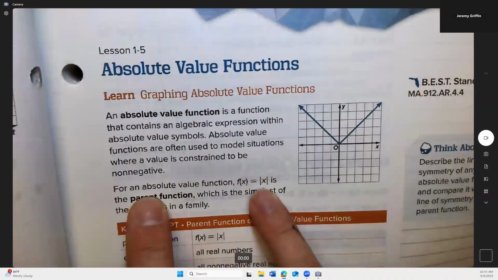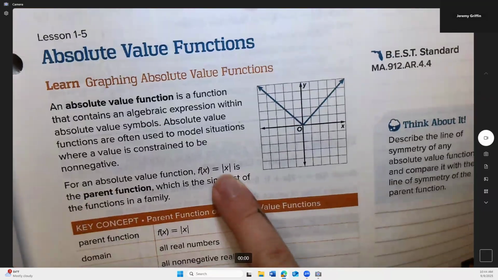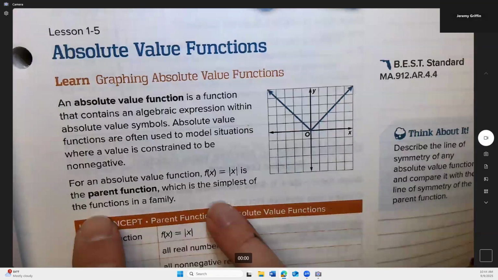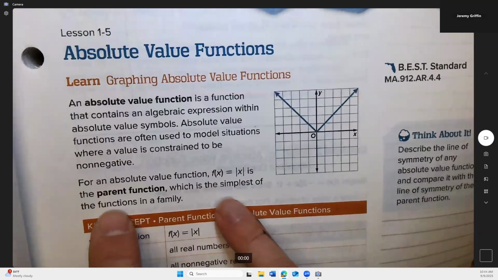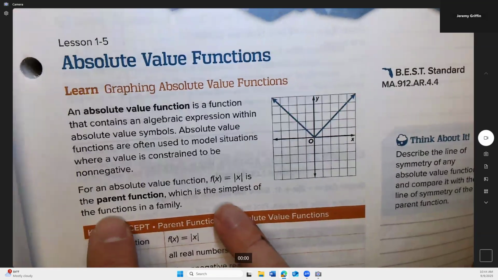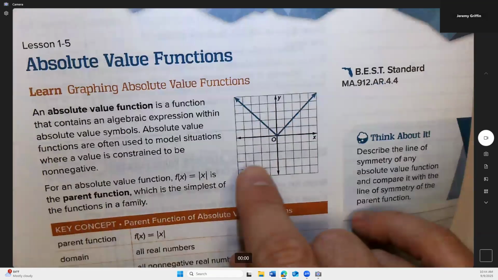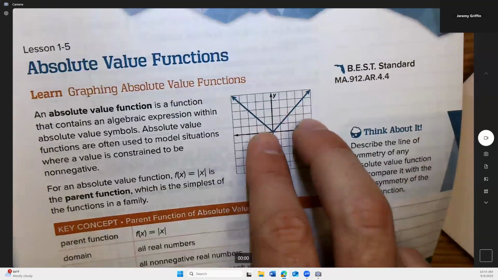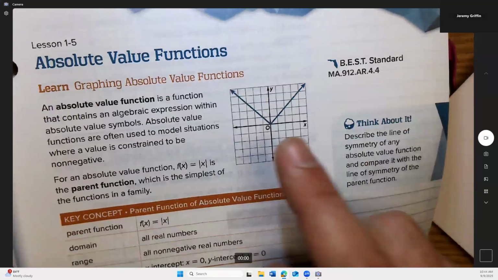For an absolute value function, f of x is the absolute value of x, which is what we just graphed. It is called a parent function, which is the simplest of the functions within a family. So later today, you'll see this, and also tomorrow. What we do today is a launch pad to tomorrow when we're doing transformations. You can stretch this vertically, stretch or squash this horizontally, slide this to the right or the left, slide this up and down. You can create all different looking graphs.